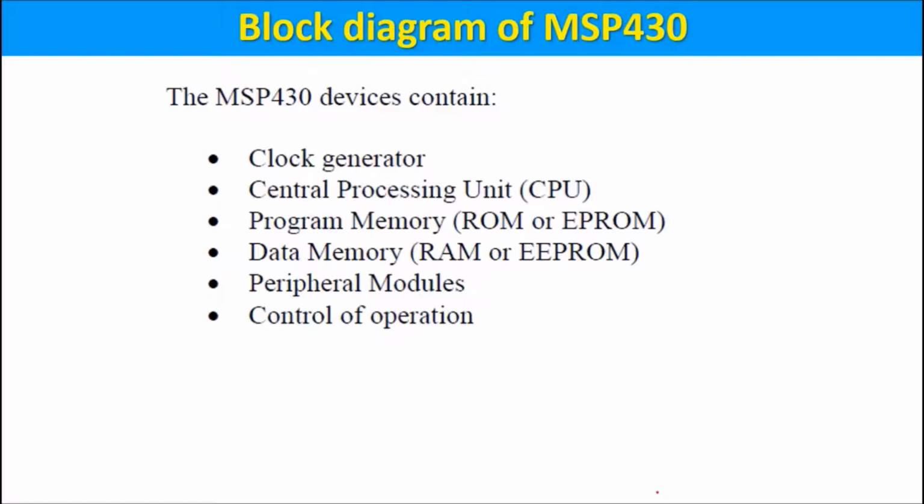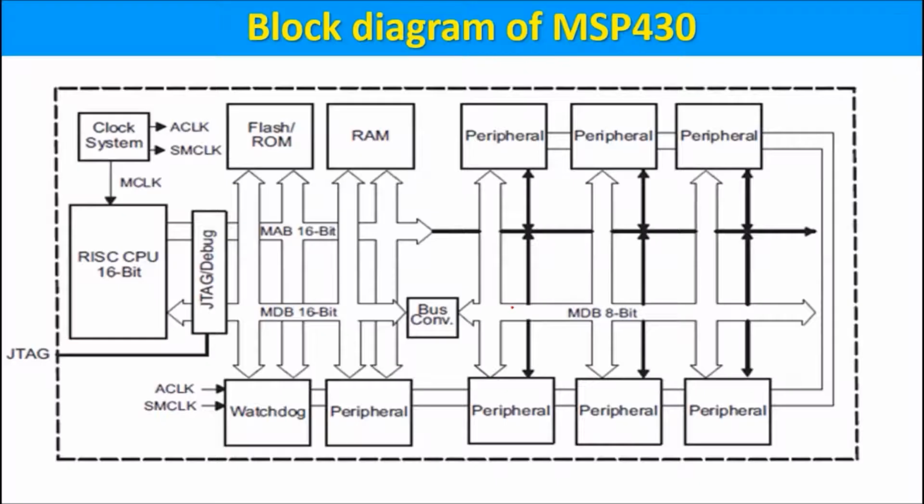MSP430 device consists of the important blocks like clock generator block, which generates different clock signals, then CPU, central processing unit, ROM memory, EEPROM memory, data memory, that is RAM memory, peripheral modules, and control unit, which generates various control signals. Let us go through this general block diagram of MSP430.